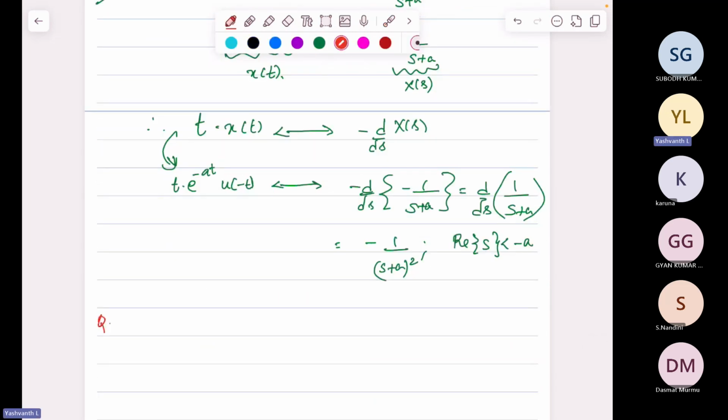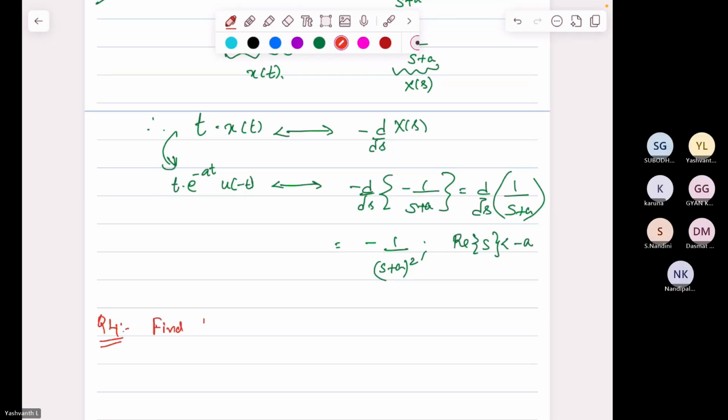Question number 4. Find the Laplace transform of y of t equal to t into x of minus t, in terms of x of s, that is the Laplace transform of x of t.